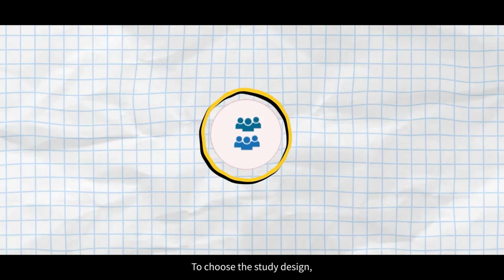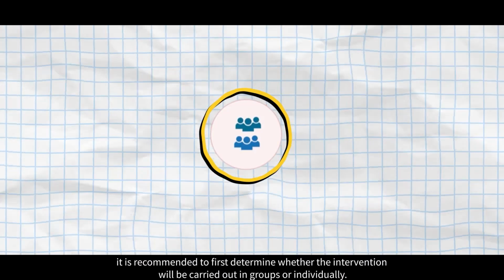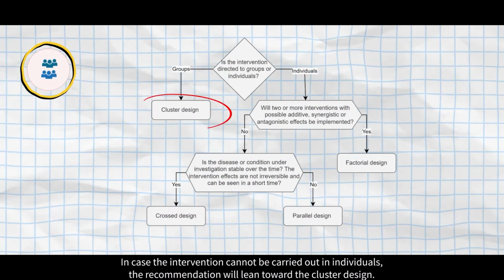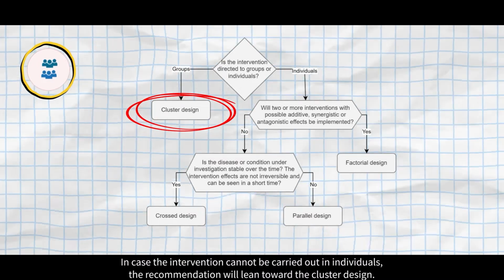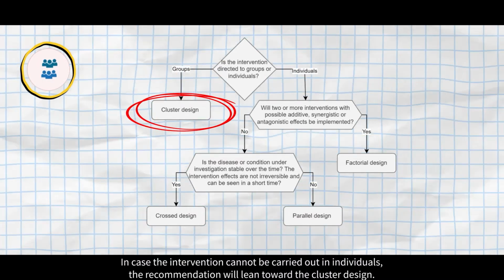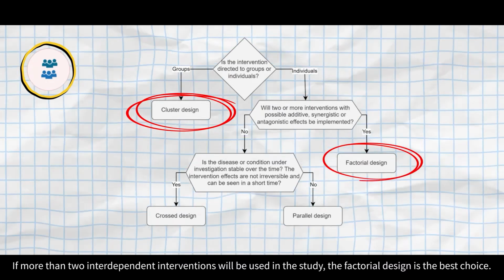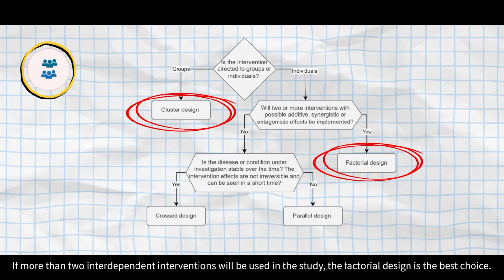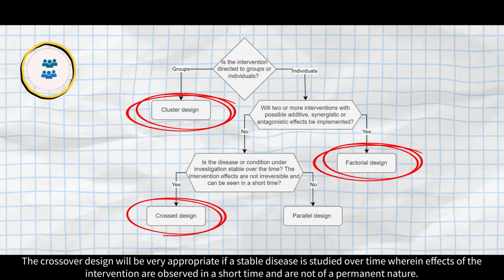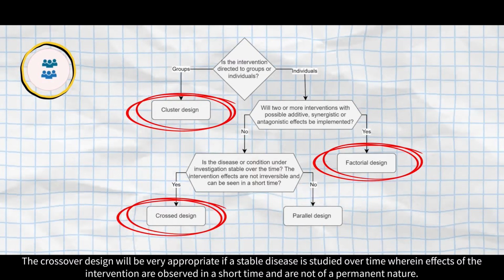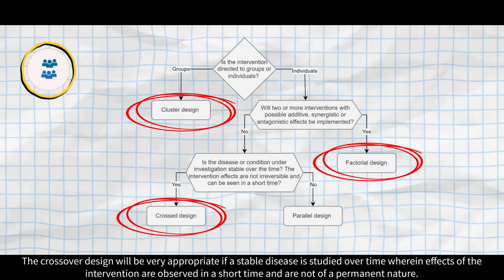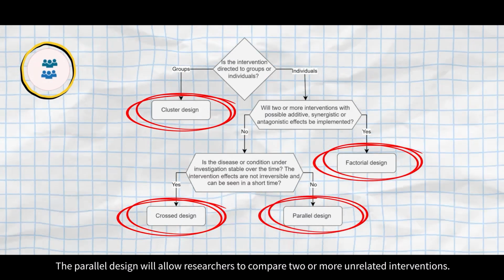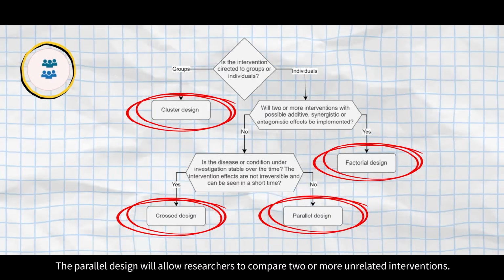To choose the study design, it is recommended to first determine whether the intervention will be carried out in groups or individually. In case the intervention cannot be carried out in individuals, the recommendation will lean toward the cluster design. If more than 2 interdependent interventions will be used in the study, the factorial design is the best choice. The crossover design will be very appropriate if a stable disease is studied over time wherein effects of the intervention are observed in a short time and are not of a permanent nature.